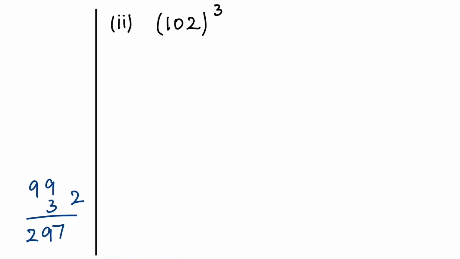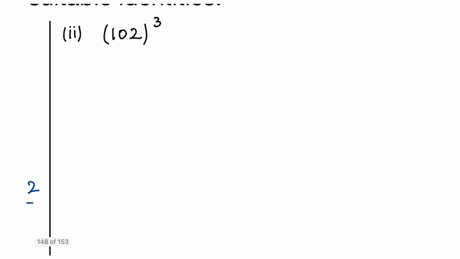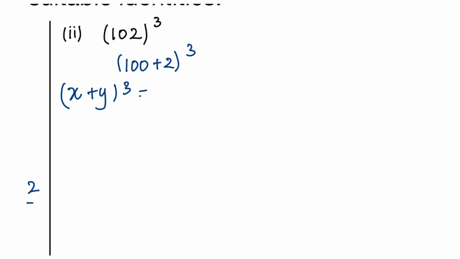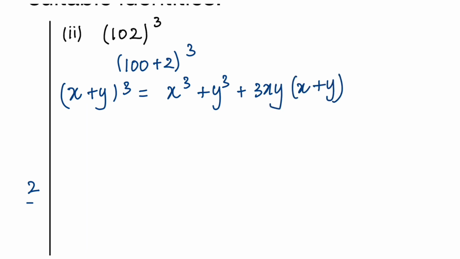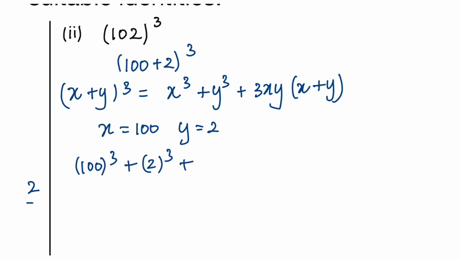Moving on to the next subdivision here, it is 102 the whole cube. So 102 can be written as 100 plus 2 the whole cube, and you are going to apply the identity x plus y the whole cube. x plus y the whole cube is x cube plus y cube plus 3xy into x plus y. x here is 100 and y here is 2. So 100 cube plus 2 cube plus 3 into 100 into 2 into 100 plus 2.